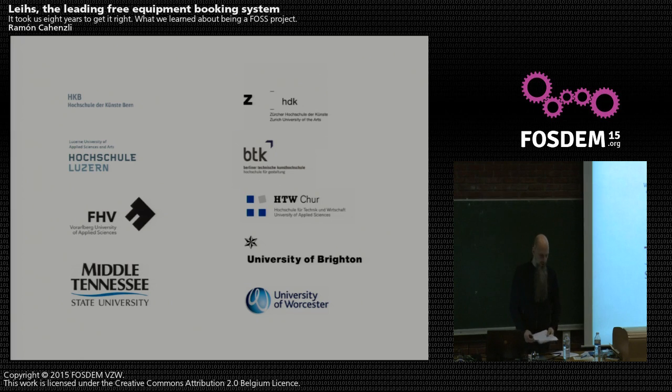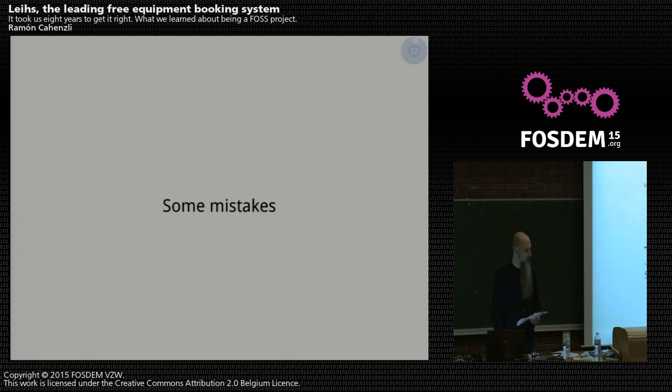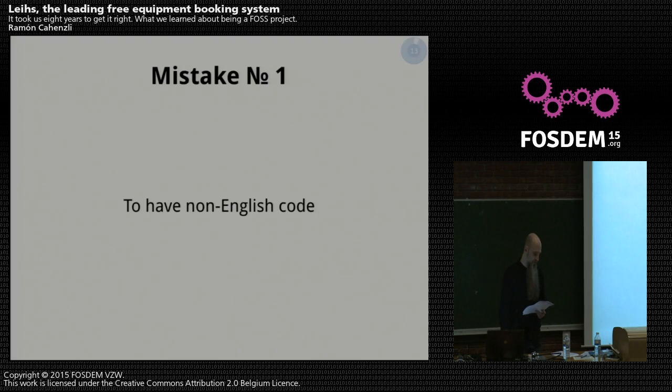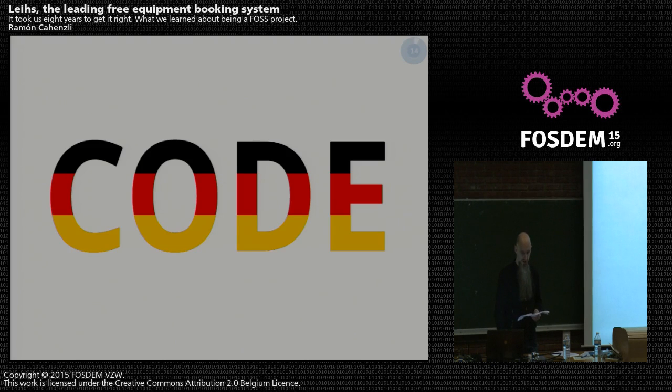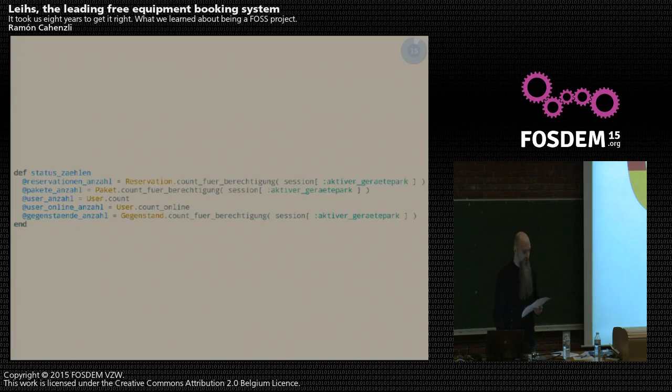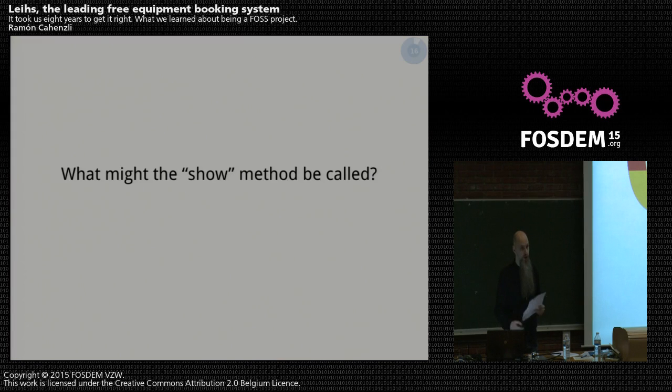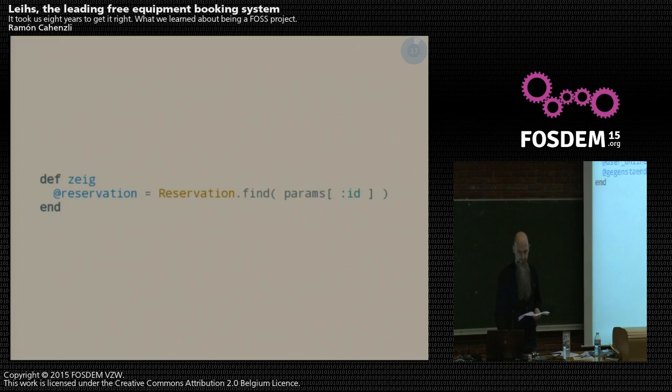So I like to go back to why this was a success and why some people actually use what we built. But first, some mistakes that we made while developing this. When I joined the team, we had inherited a whole lot of German code. Looks like this. So in German, what might a show method be called? A show method in German looks like this. It's called Zeig.